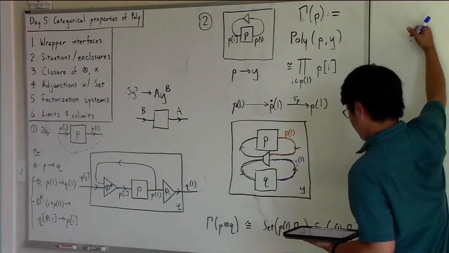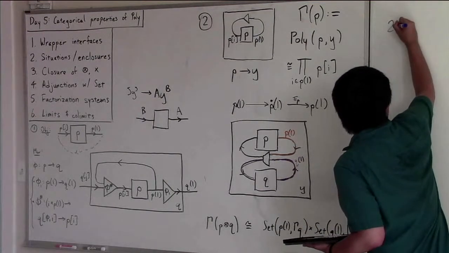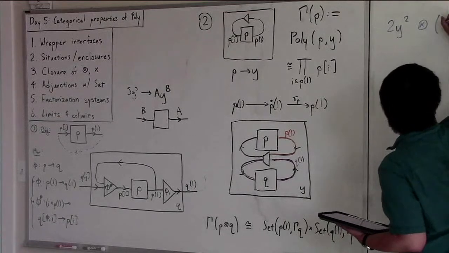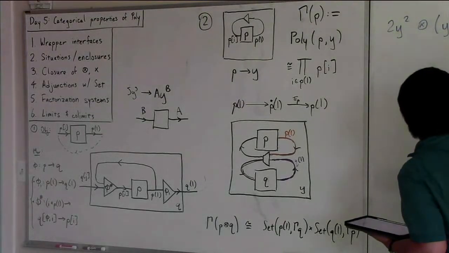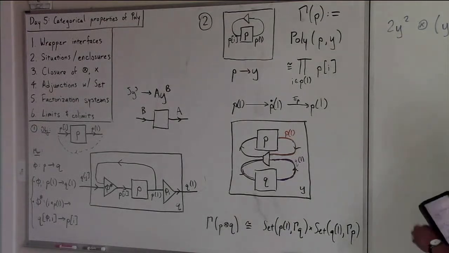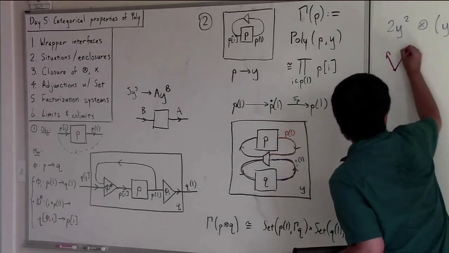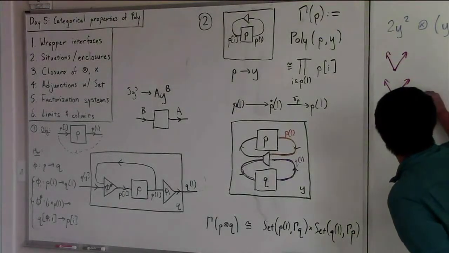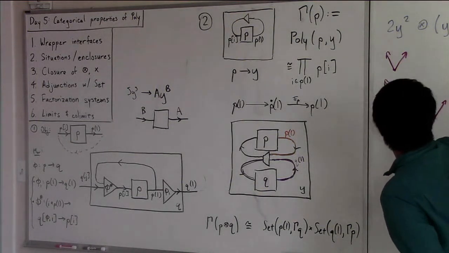Let's see, let me do 2y squared tensor, let's say y cubed plus, no, I can't have a 1 here. Y cubed plus y, yeah. And I'm going to draw that out. So here we have 2y squared. This is kind of like how I drew it on the first day. And down here, this is y cubed plus 1.